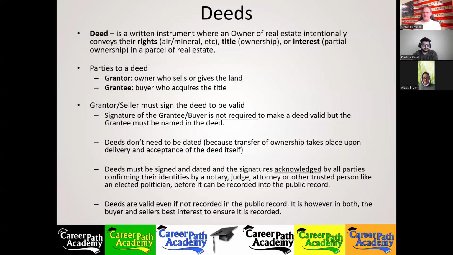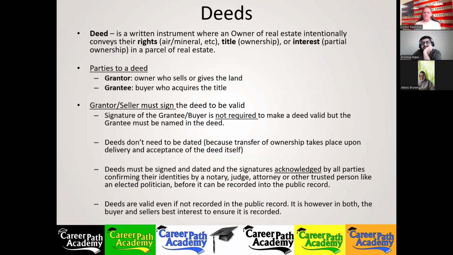And deeds don't need to be dated because the transfer of ownership takes place upon delivery and acceptance of the deed itself. Deeds must be signed and dated and their signatures acknowledged before it can be added to the public records. So an acknowledgement is basically making sure the person is who they say they are. Their identities need to be confirmed to prevent forgeries, such as by a notary, a judge, attorney, or other trusted person, like an elected official. Go figure, trusted person, huh? Before it can be recorded in the public records.